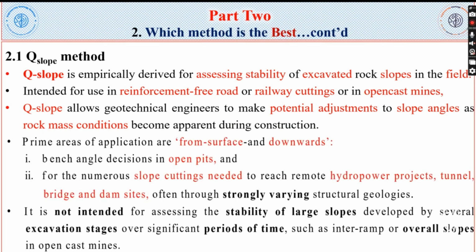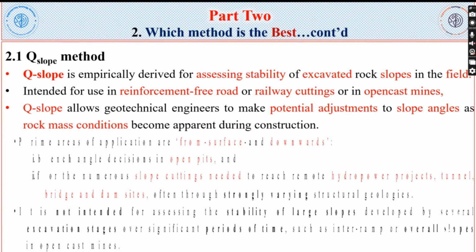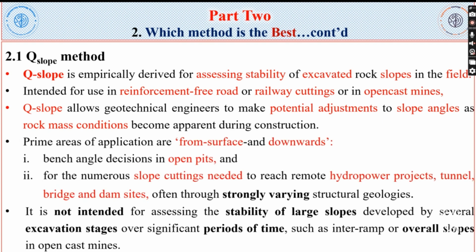The prime areas of application of this method are bench angle decisions in open pits, and also the numerous slope cuttings needed to reach remote hydropower projects, such as tunnel projects, bridge projects, and dam projects located in remote areas. Access roads may be required, and these access roads require cuttings that provide long-term stable slopes to access these important project sites. Potential adjustment of slope angles may be required to create safe slopes. Therefore, in these areas, the Q-slope method can be applied.